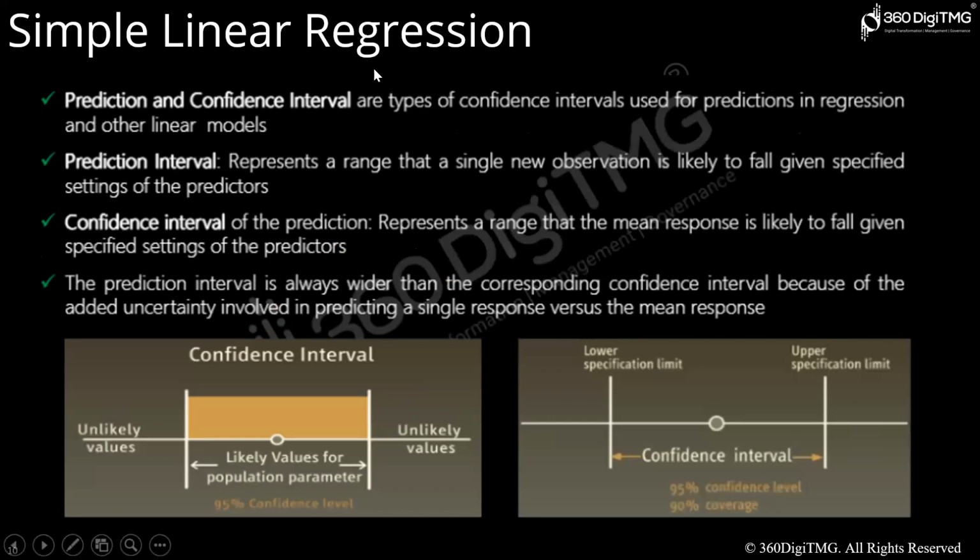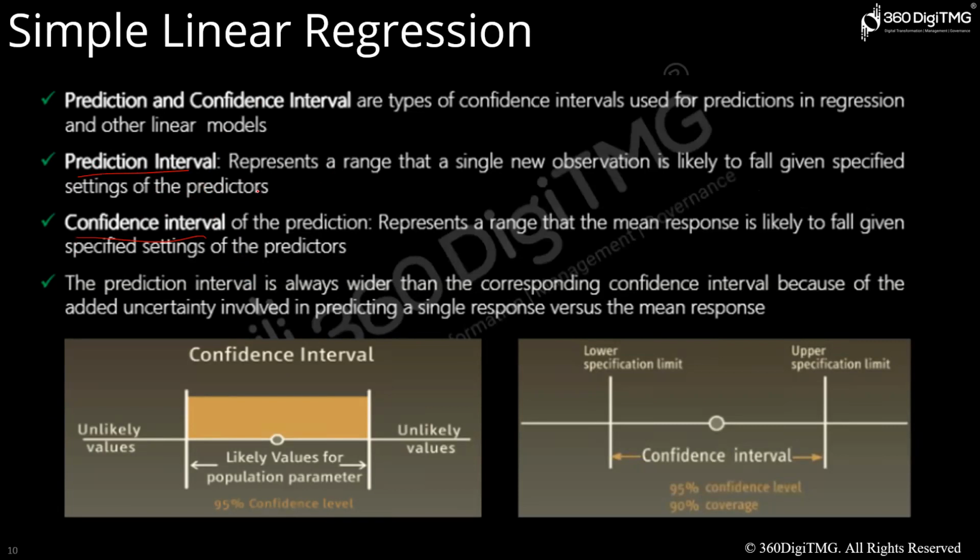So next we have simple linear regression. We have some of the topics that we call prediction interval and confidence interval. These two are types of confidence intervals used for prediction in regression and other linear models. So let's look into what they are.